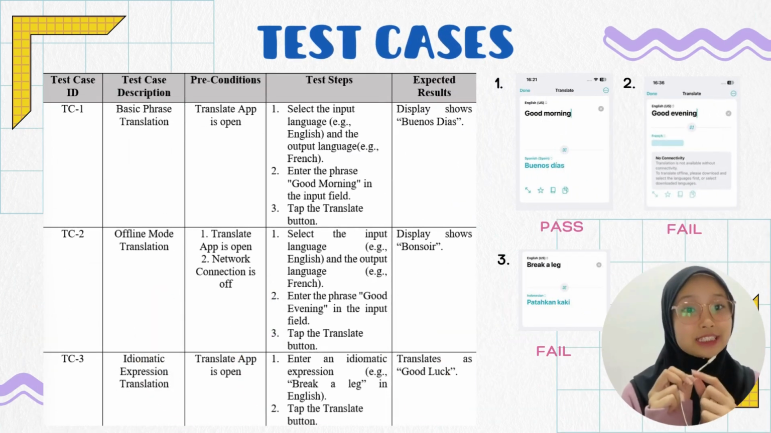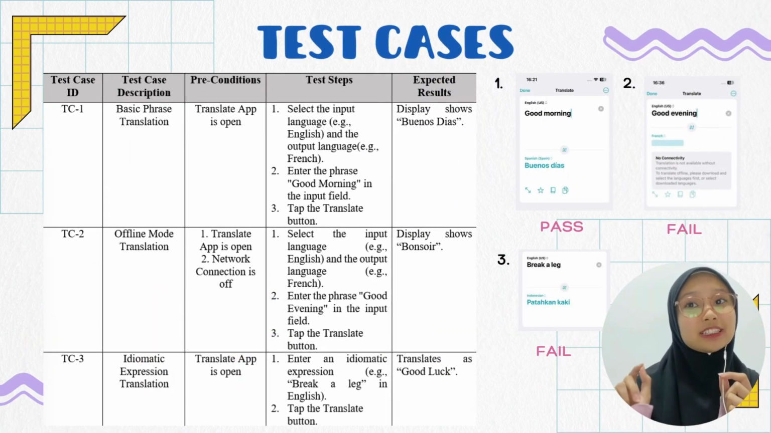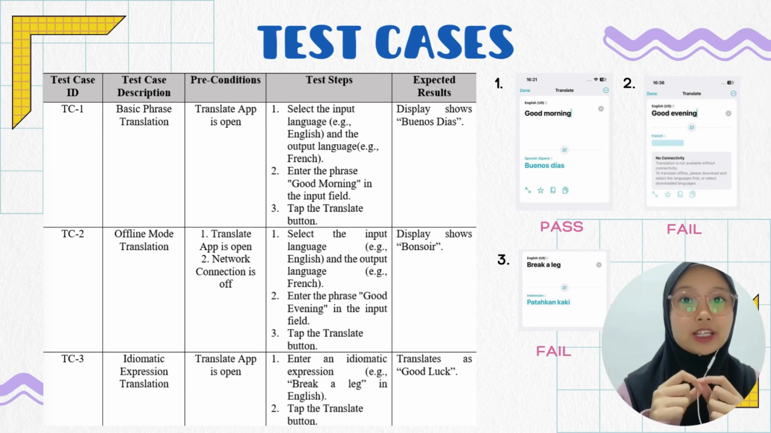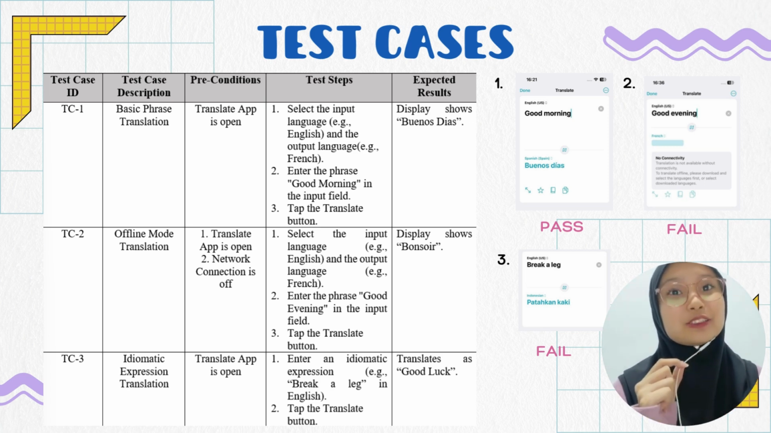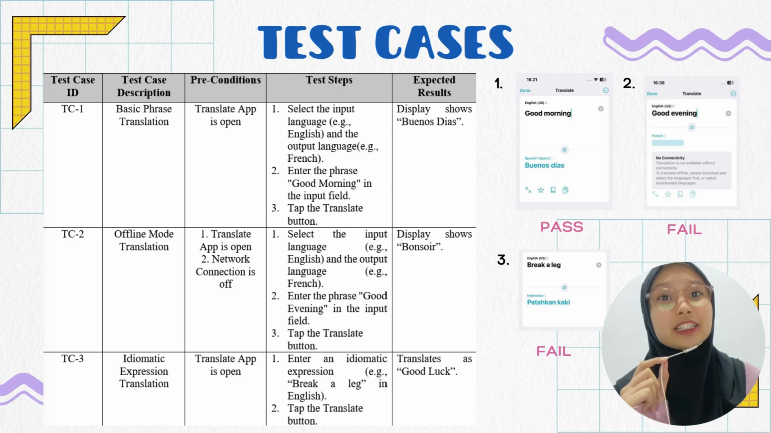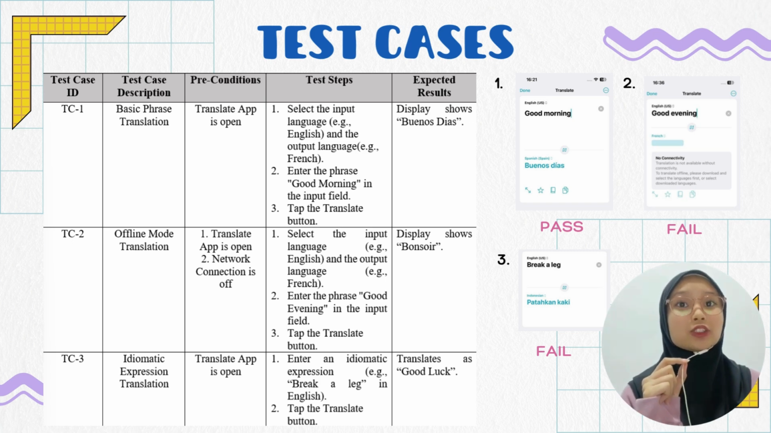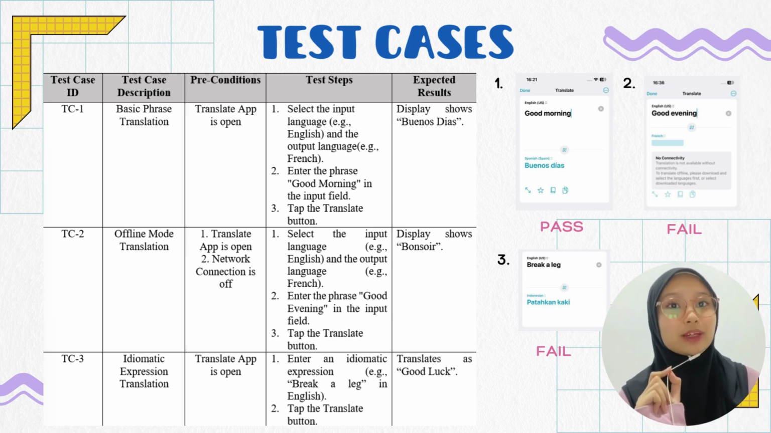For test cases, we have 16 test cases. For the first case, we are looking at the basic translation, and the expected result was the display shows Buenos Dias. As you can see on the slide, the first one is a pass, which shows the expected result that we wanted. The second case was offline mode translation. This one actually failed because we can't use translation without a Wi-Fi connection. If you use it without a Wi-Fi connection, it will show the same as the expected output there.